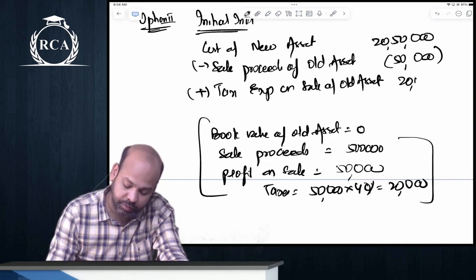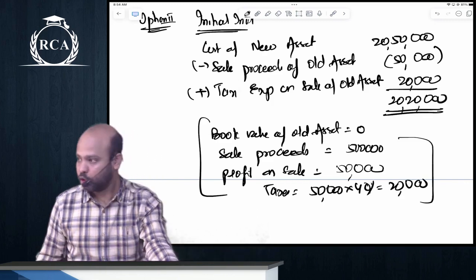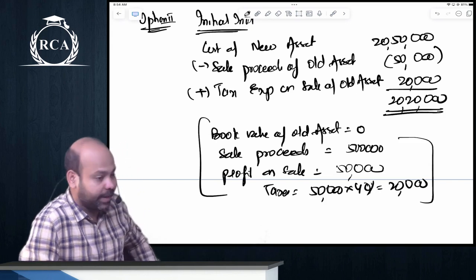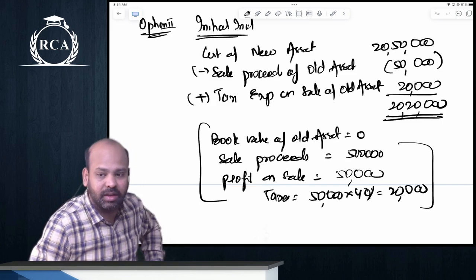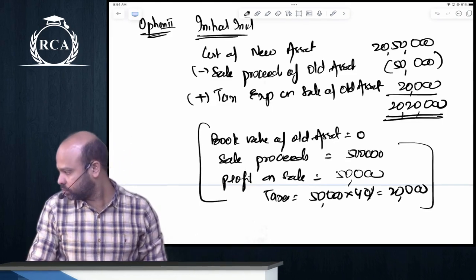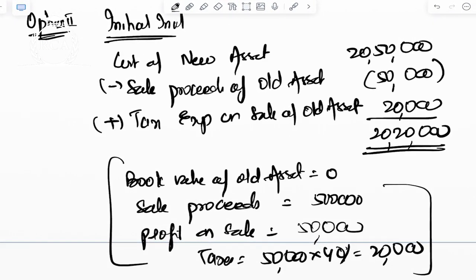I will have to add back tax expenditure of 20,000 beta. My net initial investment will be 20 lakhs 20,000. Your net initial investment guys will be 20 lakhs 20,000. ये समझ में आया ना guys? Net initial investment is 20 lakhs 20,000 rupees. I hope you're all clear about this guys.